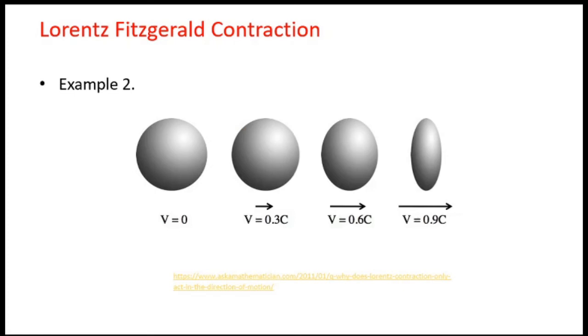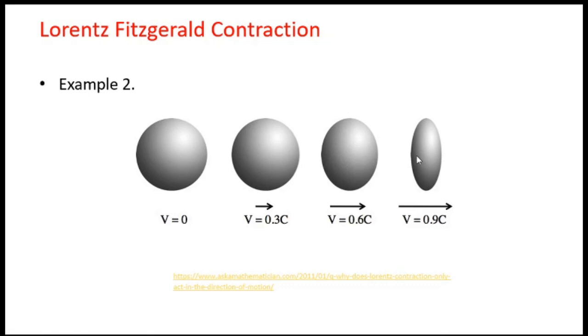This is another example. Here we have a sphere at rest. Its velocity is 0. So the sphere at rest has certain dimensions along the x-axis, and certain dimensions along the y-axis. Now if the sphere moves with a certain velocity 0.3c, then see that its length in the vertical direction has remained the same, but along the horizontal direction, that is the x-axis, it has decreased. If you further observe this, at an increased speed of 0.6c, its length along the x-axis has decreased, along the vertical direction it is the same.